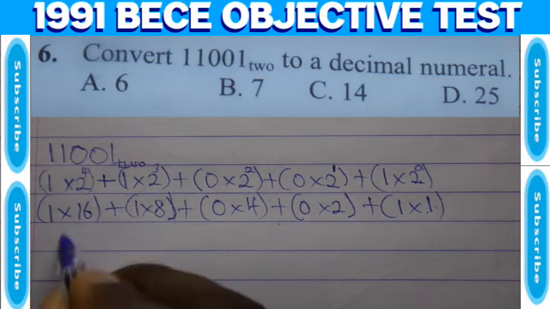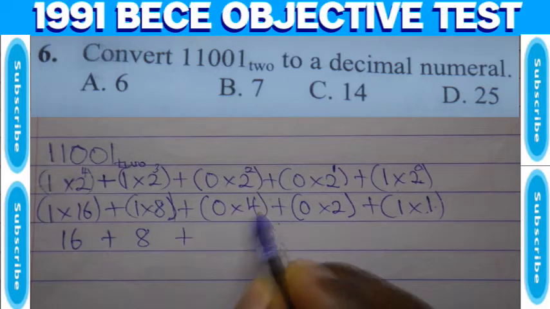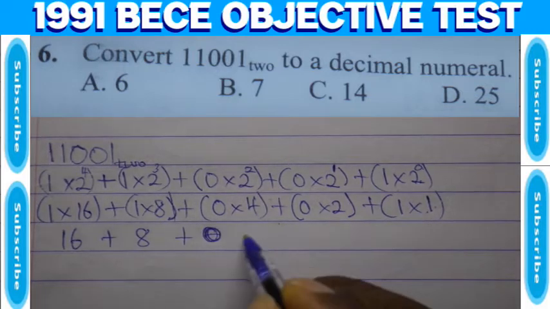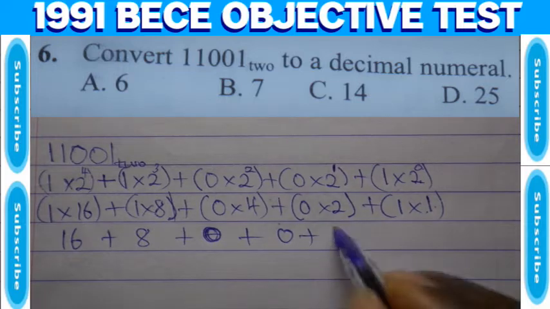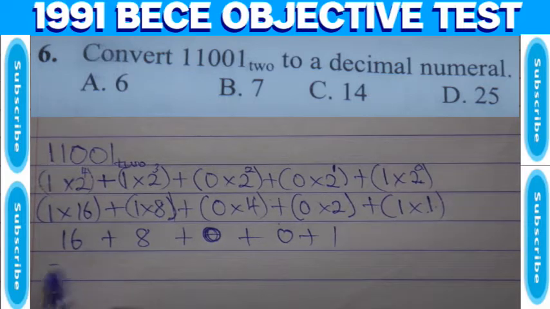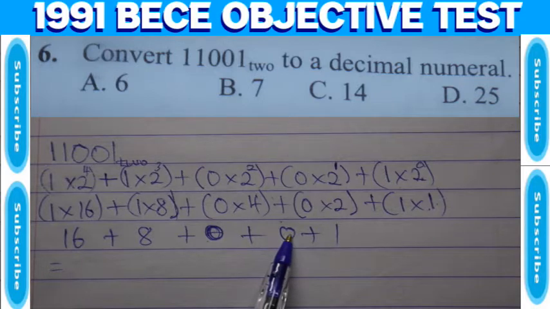So 1 multiplies 16, we have 16, plus 1 multiplies 8, we have 8. 0 multiplies 4, we have 0. I nearly wrote 4. 0 multiplies 2, we have 0. And then 1 multiplies 1, we have 1. So let's find the sum of all these. 16 plus 8 gives us 24, plus 0 gives us the same 24, plus 0 gives us the same 24, 24 plus 1 gives us 25.